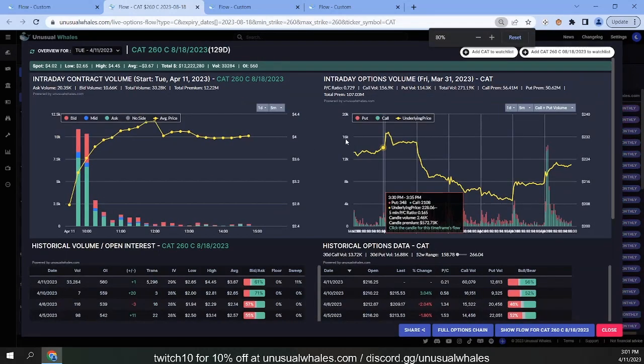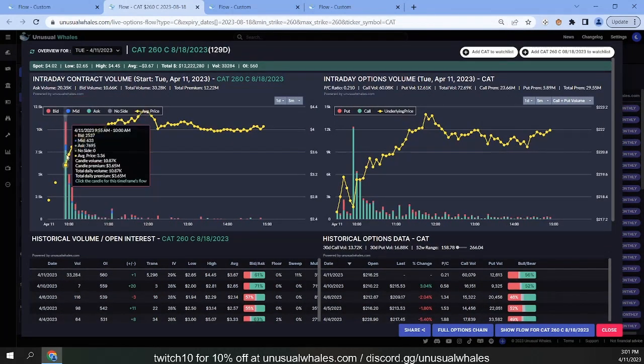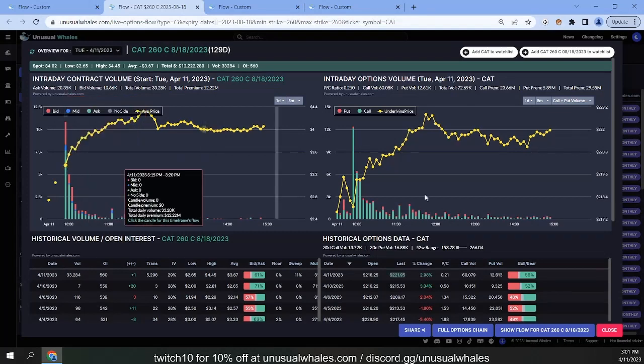Peep that 1 day view. So we saw that activity coming in pretty much right here. And you guys can see it rode up pretty nicely. So what did we see?